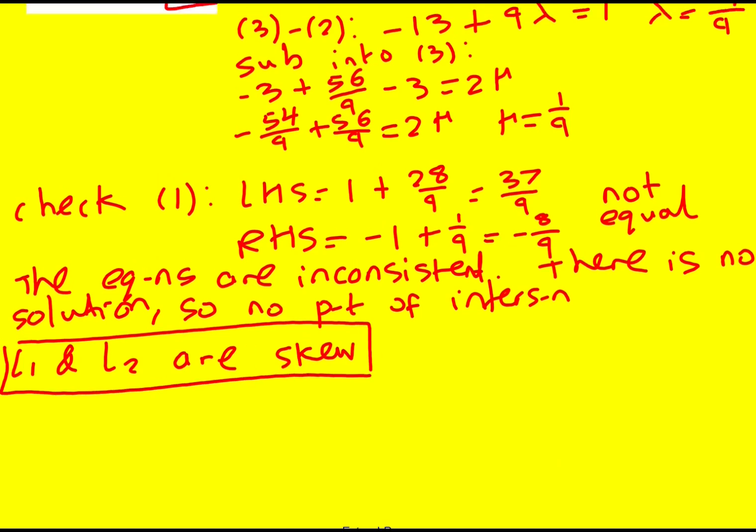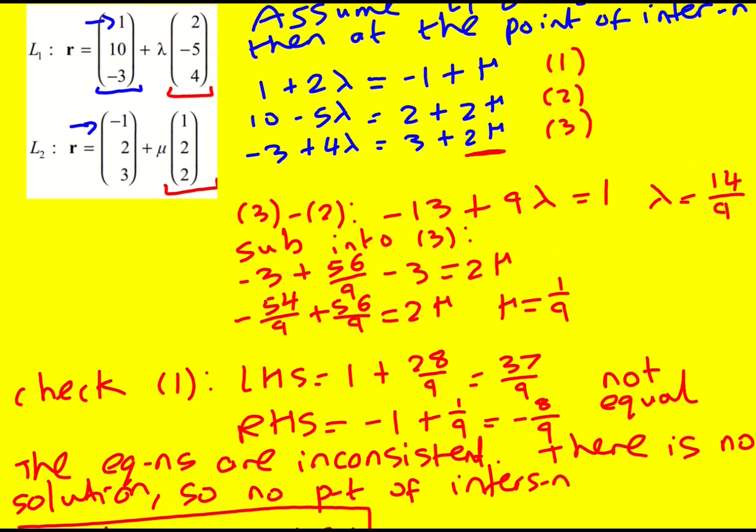Now, the way I did that is absolutely fine. There is a slightly quicker way to do it, but, well, fair play if you managed to spot it. We could take equation 1 and times it by 2, which would then give 2 plus 4 lambda equals minus 2 plus 2 lambda. The thing about this is if you then combine it with the third equation, minus 3 plus 4 lambda equals 3 plus 2 lambda. So you've got the same coefficients now on lambda and mu.